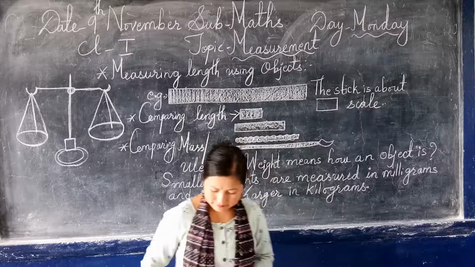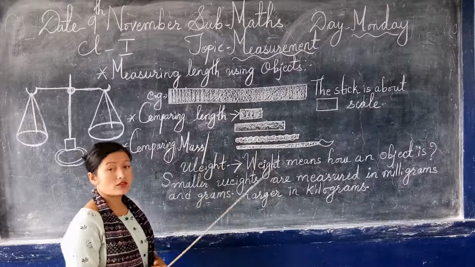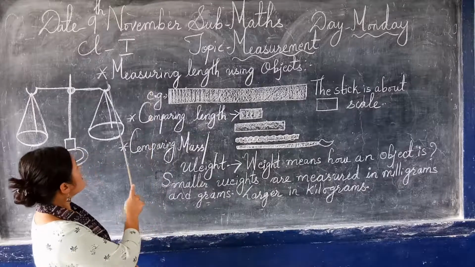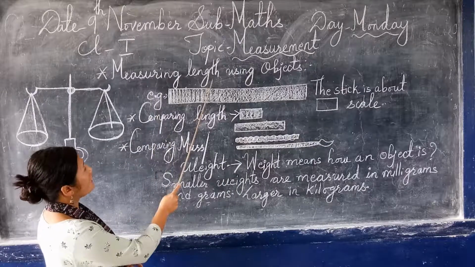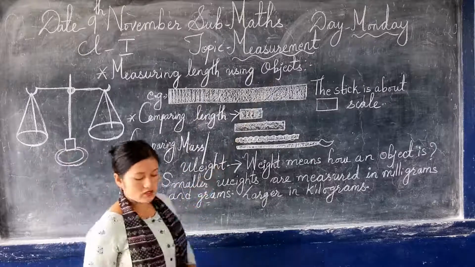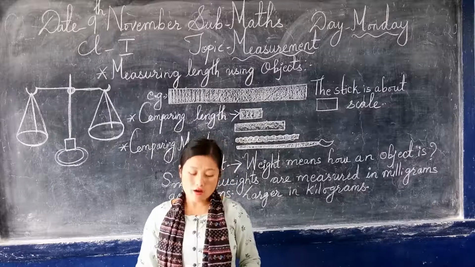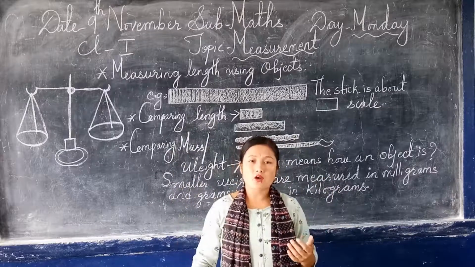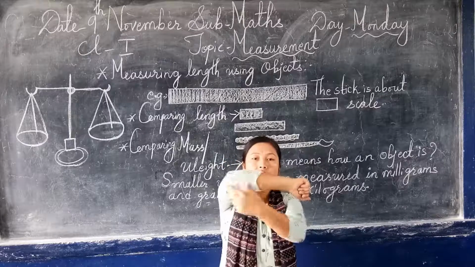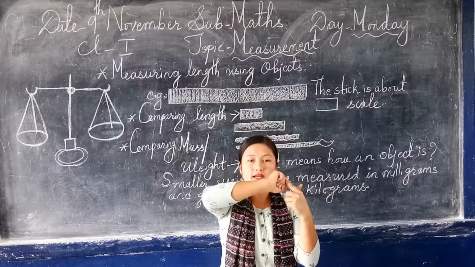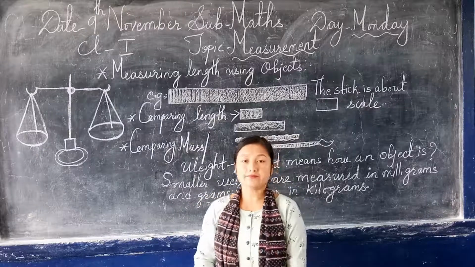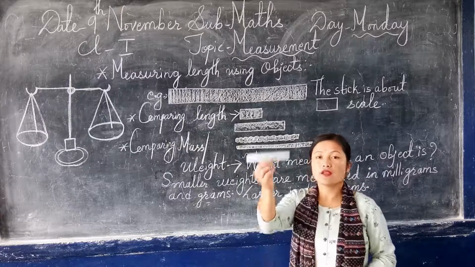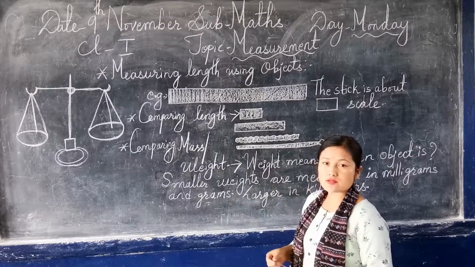Today is the continuation of the same chapter, that is, measurement. This is the subtopic, measuring length using objects. Last time I taught you how to measure using our handspan, footstep or forearm, which is also known as cubit. So today I want to teach you how to measure an object using an object itself, how to measure a length.